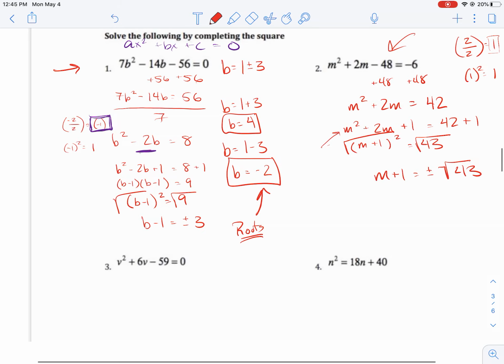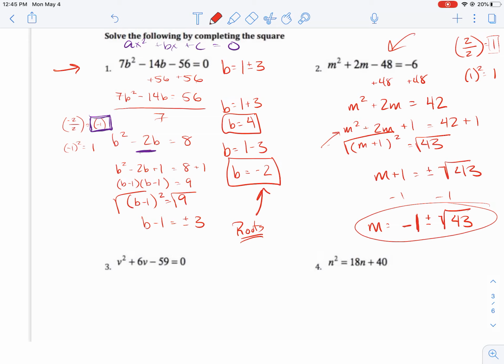Okay, so last but not least, I'm going to subtract 1 from both sides. So you're going to get m is equal to negative 1 plus or minus the square root of 43. You could either leave it like this, or if you like having it written as two answers, you can say m is equal to negative 1 plus the square root of 43, and m is equal to negative 1 minus the square root of 43. Either way is correct, but you need to recognize that this is two answers here, not just one. Okay, so I'll let you guys try these ones for practice.